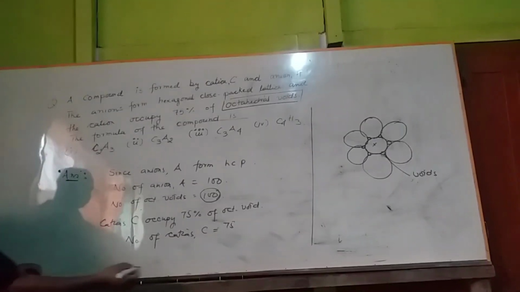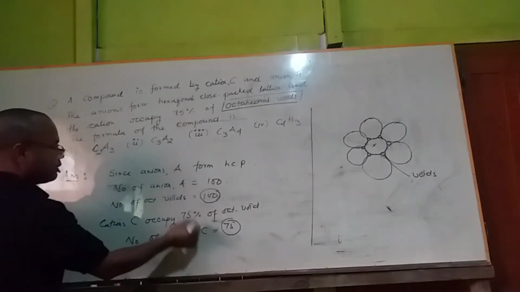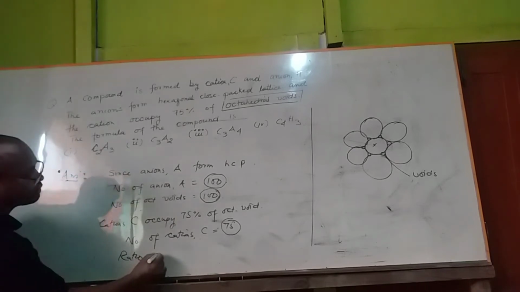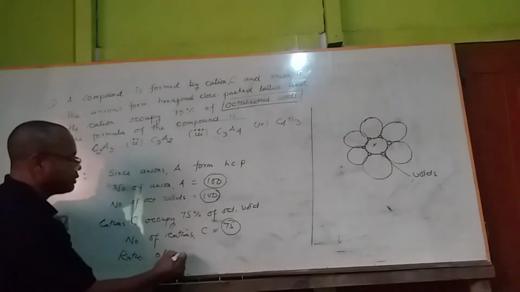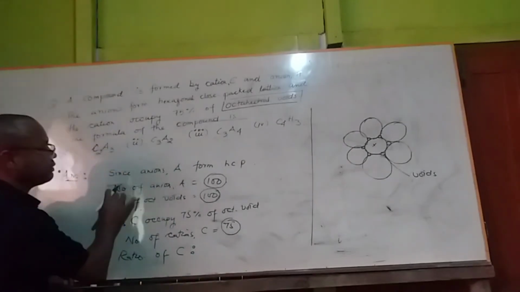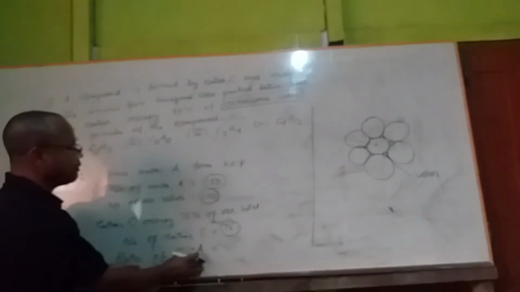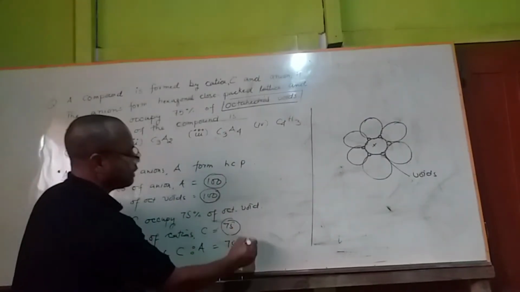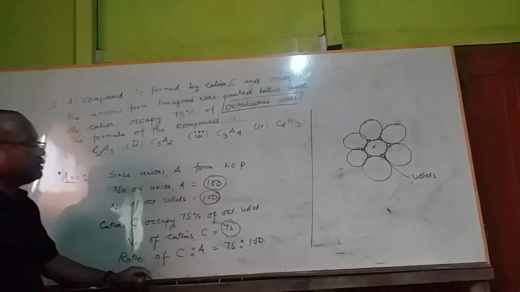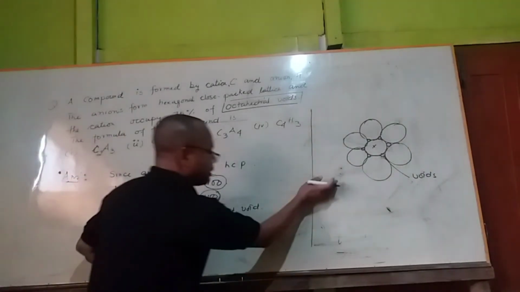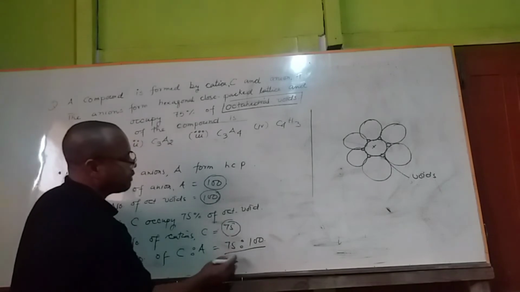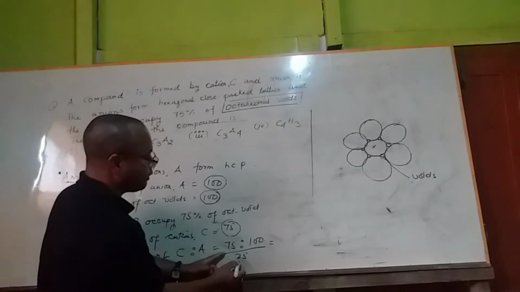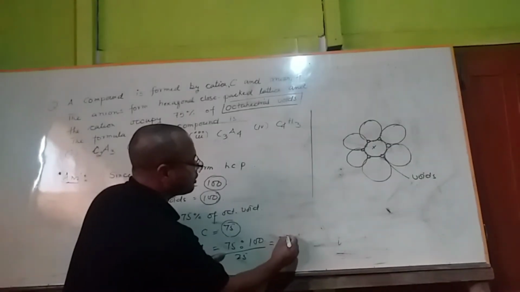Now that we know the number of cations and the number of anions, we can write the ratio. Normally we write the cation first, followed by the anion. So the ratio is the number of cations 75 to the number of anions 100. We can convert it into the simplest whole number ratio by dividing by 25, and it comes out as 3:4.